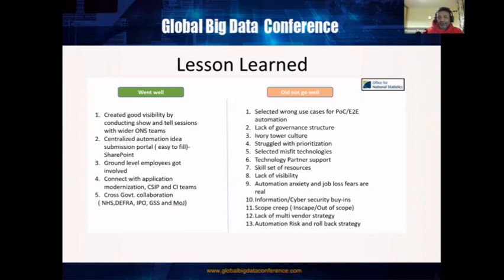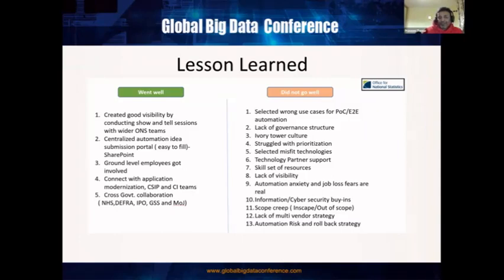So let's talk about what went well first, right? When we started this journey, we created a lot of visibility amongst the ONS employees. First of all, ONS is a government department responsible for collecting and publishing statistics related to the UK's economy, population, GDP, society at national, regional and local level. So we publish lots of statistics, lots of data. We tell people about truth, right? Publishing data means truth.